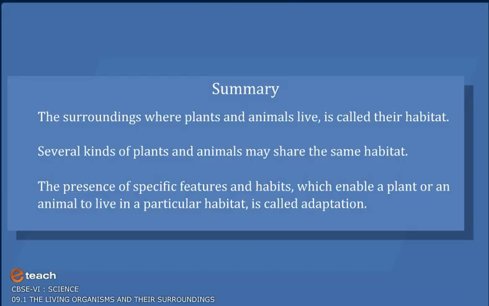Summary: the surroundings where plants and animals live is called their habitat. Several kinds of plants and animals may share the same habitat. The presence of specific features and habits which enable a plant or an animal to live in a particular habitat is called adaptation.